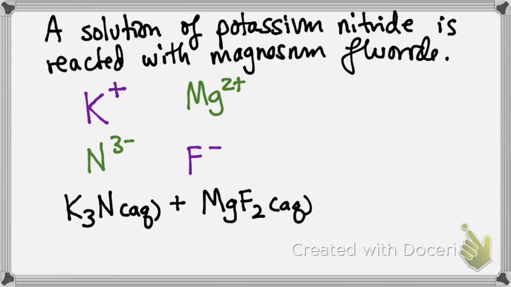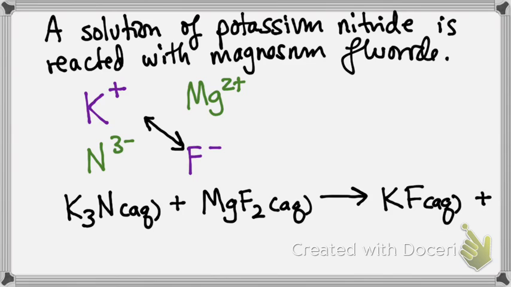Now to predict the products, I'm going to swap anions and cations. So I've kind of color-coded this. K plus and F minus will just be KF. That is soluble because everything with an alkali metal cation is soluble. Plus, I've got an Mg2 plus and I've got an N3 minus. That'll be Mg3N2, and that is not soluble, so that's a solid. I could also write a down arrow.